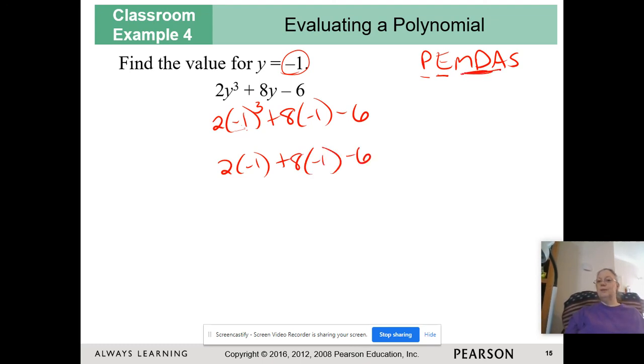Multiplication and division. Remember those are actually the same step, so we do multiplication and division left to right. So we're going to get -2 minus 8 minus 6, and now we're going to do addition and subtraction. Again, same step, left to right, which gives me a -16.